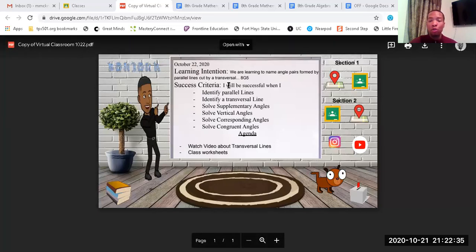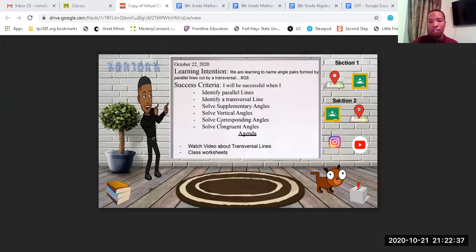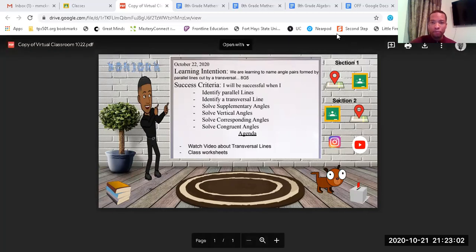In order to be successful, we have our list of success criteria right here. It says I will be successful when I can identify parallel lines, identify a transversal line, solve supplementary angles, solve vertical angles, solve corresponding angles, and solve congruent angles. So for the first part, we'll go through and then we'll attack some of the assignments.